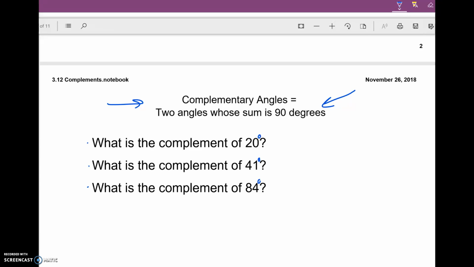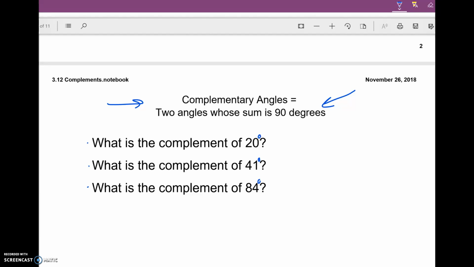So we work a lot with supplementary angles, straight lines, and those add up to 180 degrees. In this case, complementary angles are two angles who add up to 90 degrees. So these three questions here, you can choose to write these in your notebook, or you don't have to because it's pretty simple what I'm asking.